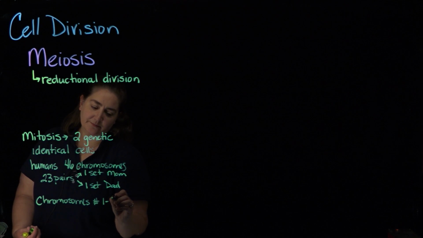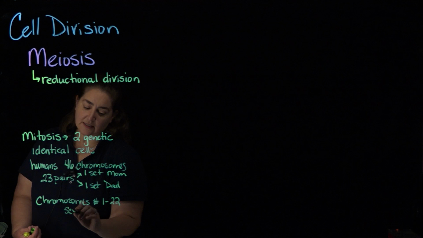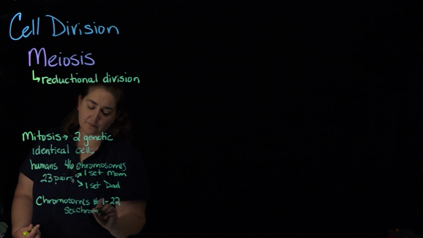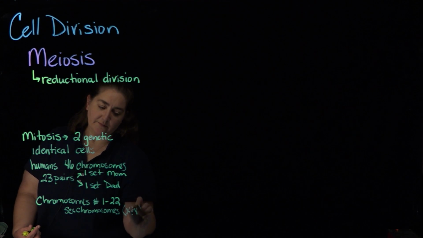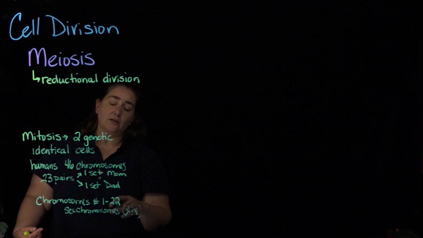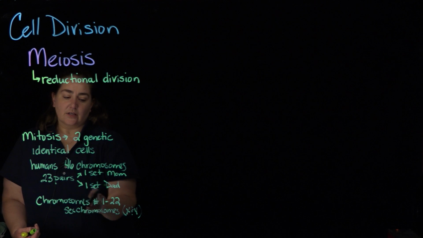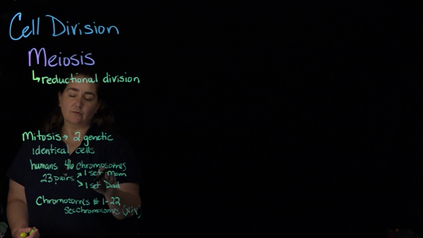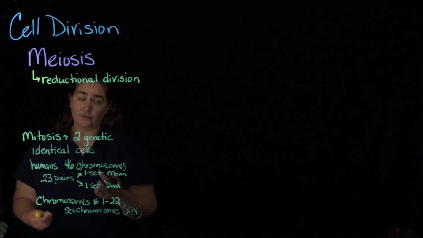One through, technically they're labeled 1 through 22, and then we have the sex chromosomes, with the sex chromosomes being the X and the Y, okay? So that accounts for the other pair. I'm fine if you want to do 23. Your lab instructor may get a little bit more particular about verbiage on that, okay? But essentially what you've got is a chromosome 1 that you got from mom, a chromosome 1 that you got from dad, okay? And so on and so forth, okay?